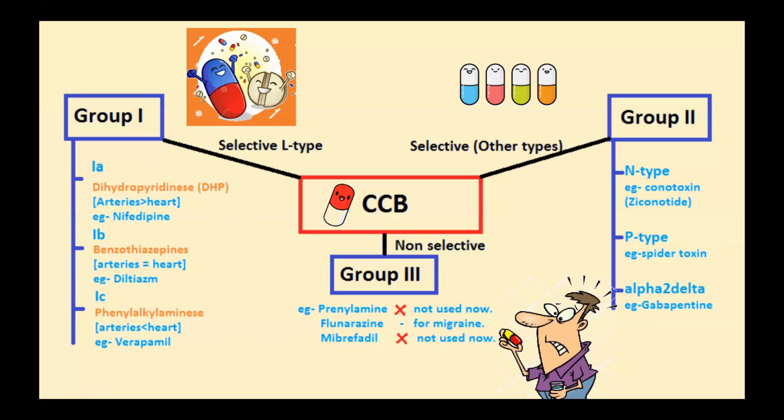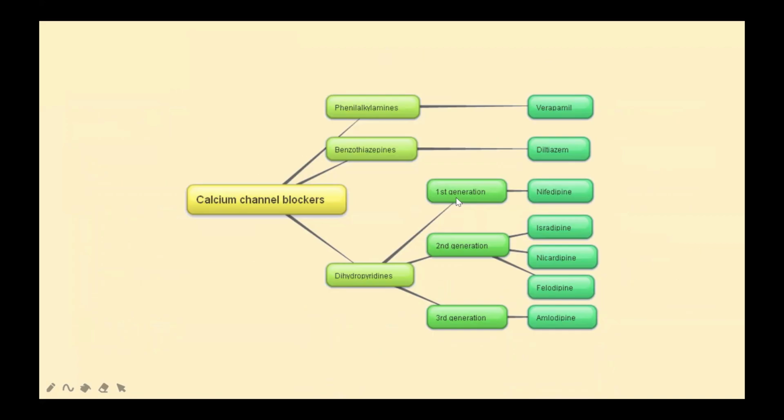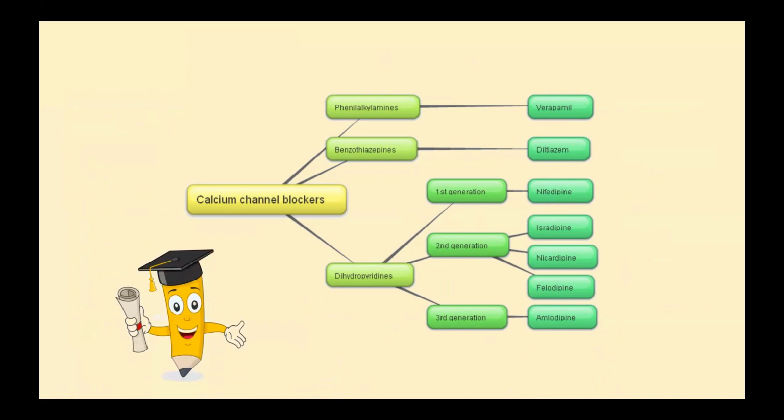Further, we can classify these dihydropyridines in Group 1A into generations. First generation nifedipine, second generation felodipine, third generation amlodipine, like that. So that's all about the classification of calcium channel blockers. I hope you remember.